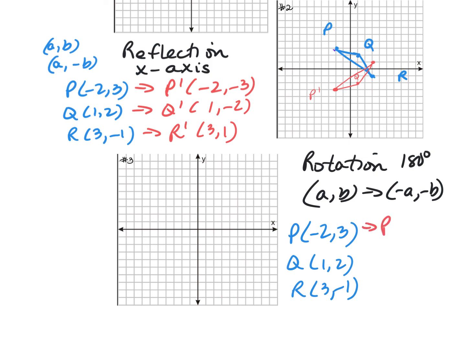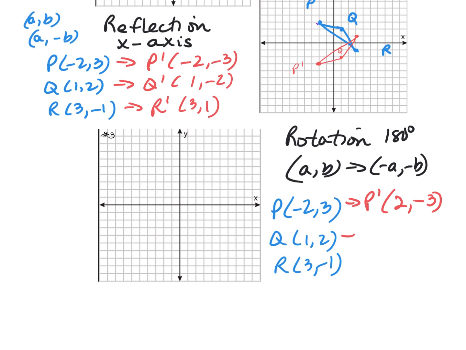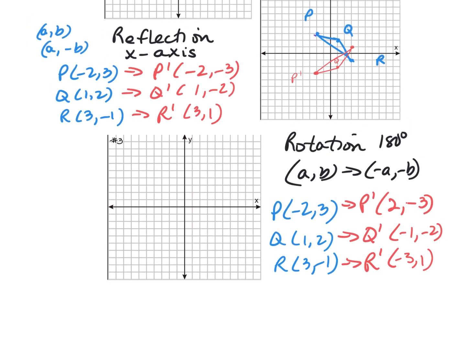And now the new P prime. We're flipping the signs, same order. Q prime, same order, just make them opposite. And then lastly, R prime, negative 3, 1. Just memorize the rules for these. So let me graph the order pair, negative 2, positive 3, 1, 2, 3, negative 1. Connect them, P, Q, R, and then now the new ones.